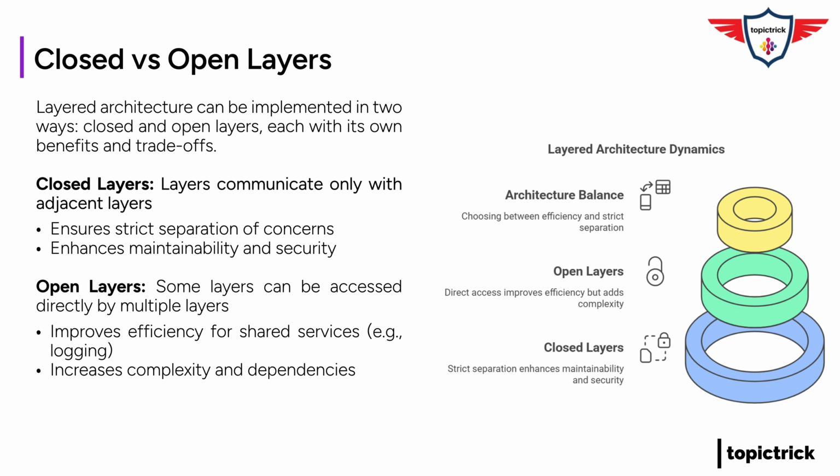Let's say you have some functionality that needs to be accessed by multiple layers. A good example is logging. You might want to log events that happen in both the presentation layer and the business layer, right? Instead of writing the same logging code in each layer, you could create what we call a shared services layer. So it's like a central hub for all those common functions. Exactly. And to do that, you'd make the shared services layer open so that both the presentation and business layers could directly access its logging functionality.